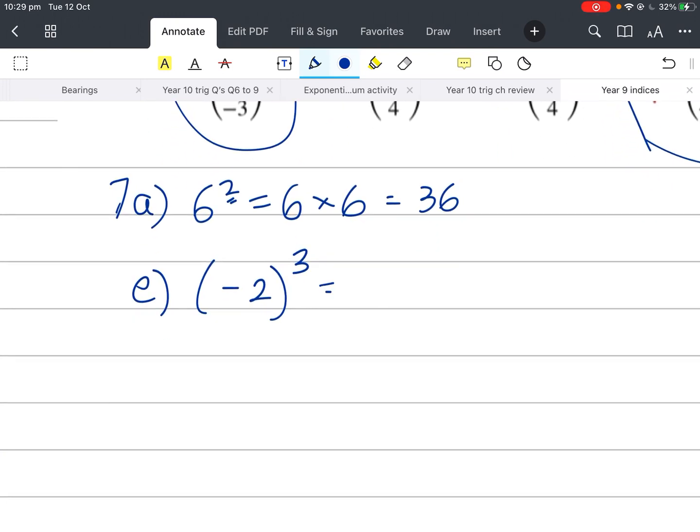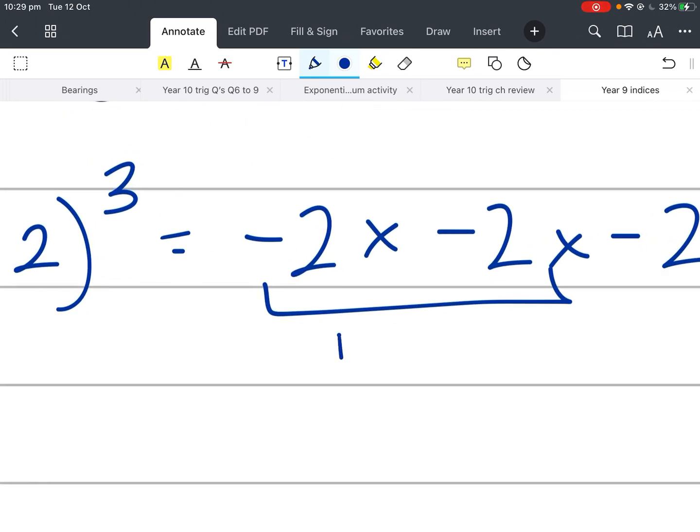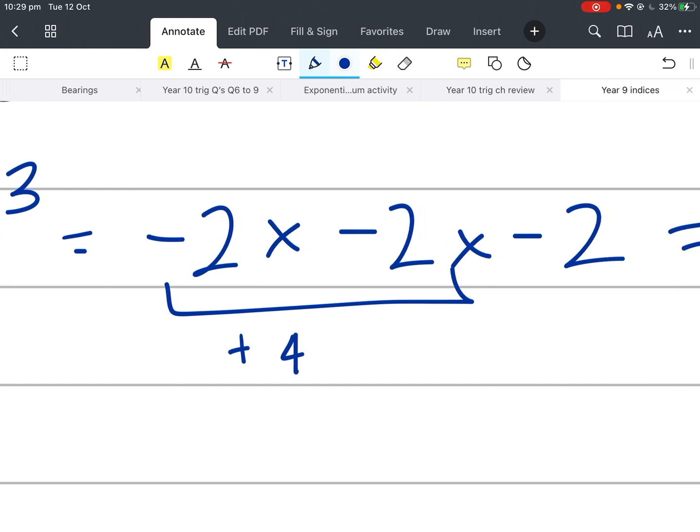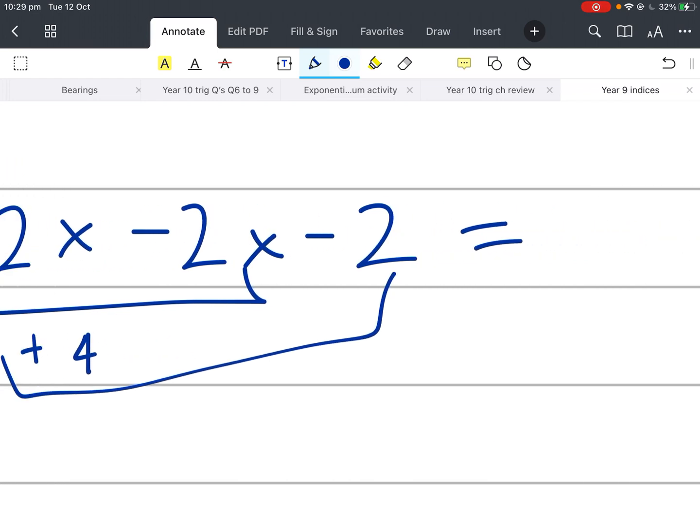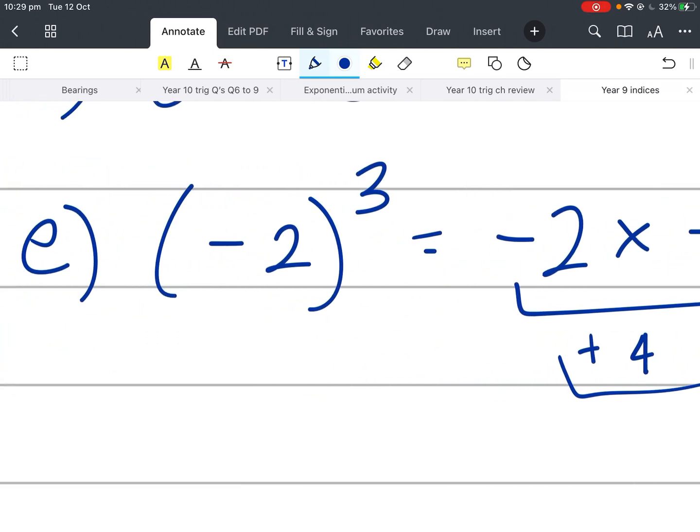Next one, E says -2 all cubed, I believe. Yep. So that means I write -2 out 3 times and I put a times in between. So let's do these two first. What's a negative times a negative? Positive. 2 times 2? 4. Now do these two together. What's a positive times a negative? It's a negative. What's 4 times 2? It's 8. Now remember, you could have also done that on your calculator to double check.